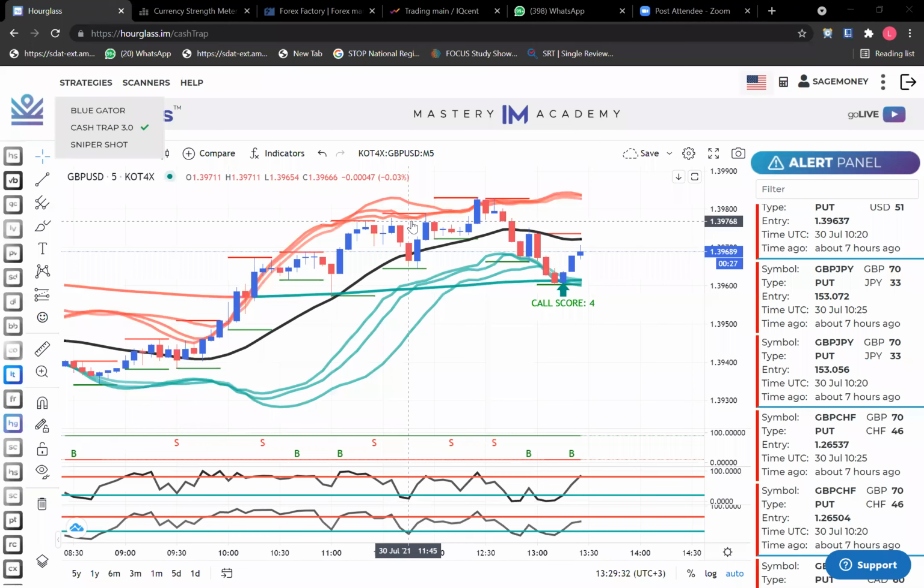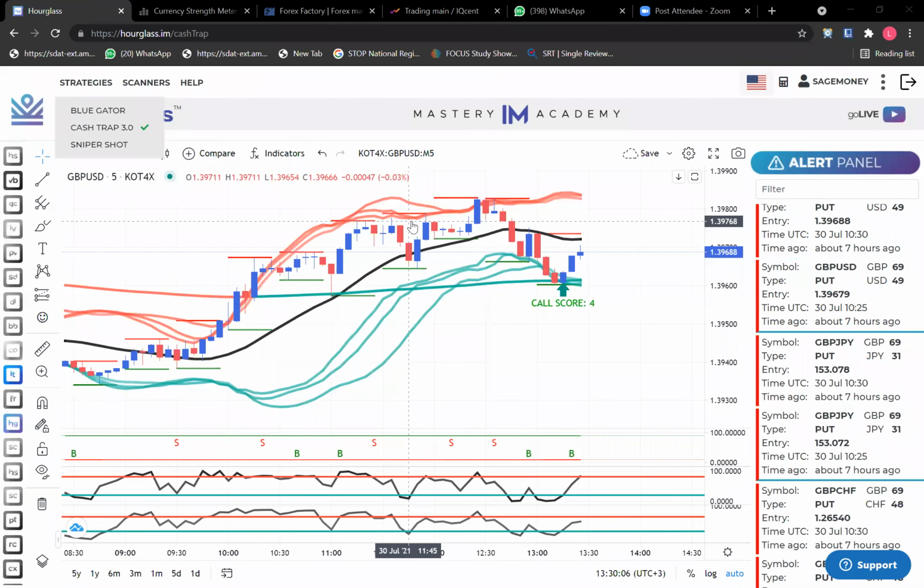Now that ceiling is the resistance. That ceiling was resisting the tennis ball, and that floor was supporting the tennis ball. In the same case, take your price like your tennis ball. If price gets up to your resistance, you are expecting it to come down, so you're looking for sells. If price gets down to your support, you're expecting it to go up, so you're looking for buys. But you can never take a buy if your currency strength meter is saying sell, and you can never take a sell if it is saying buy.